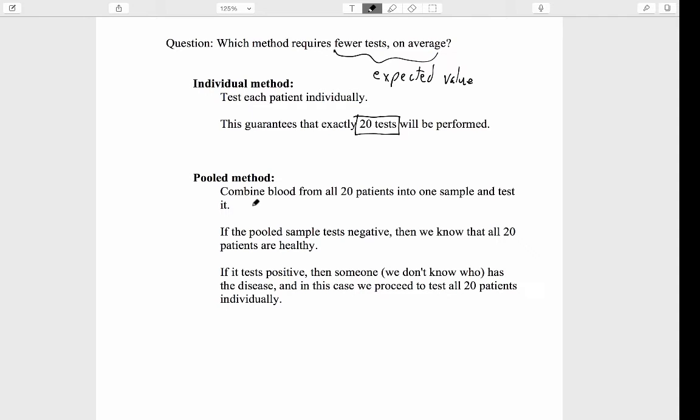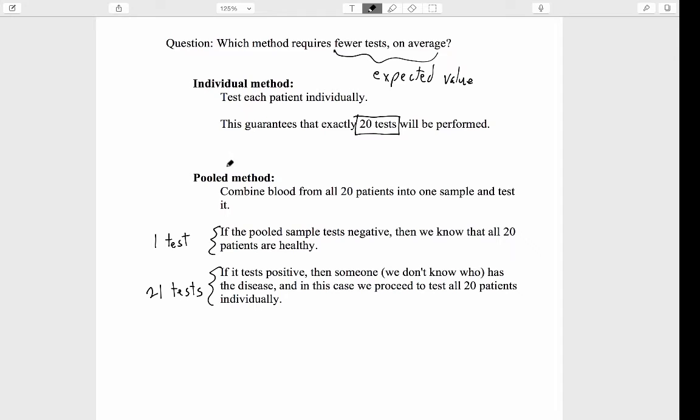For the pooled method, we need to do more of a computation. We need to think, what are the different possible numbers of tests we might need to perform? If the pooled sample tests negative, then we are all finished after one test, we send all the patients home, fantastic. There's no more that needs to be done. However, in the other case, that the pooled sample tests positive, then we have to do these follow-up tests, and in that case, it's not 20 tests, but 21 tests overall that need to be performed, because you have that initial test on the pooled sample followed by the 20 individualized tests.